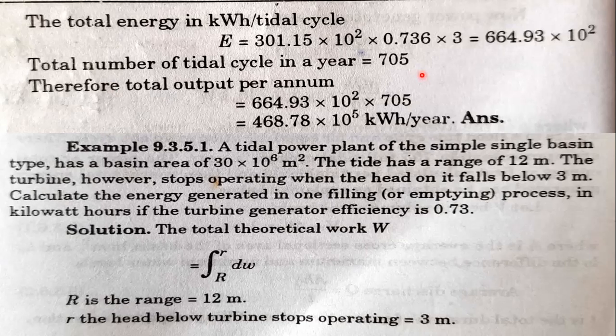After getting the total energy per tidal cycle, if we want to yield the total energy per annum, we have to multiply by 705, because this is the standard value. The total number of tidal cycles in a year is 705. So if you multiply this value with 705, we will get the value per year. This is per tidal cycle, per year means into 705.